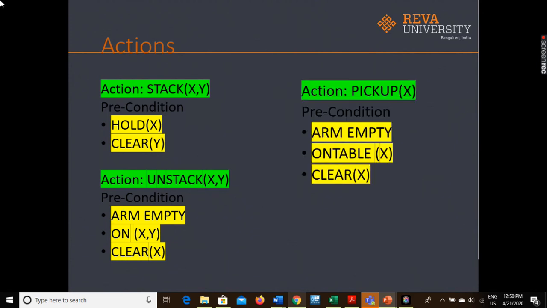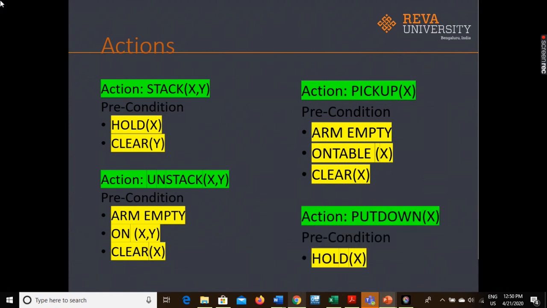Then moving further, we have an action called pickup. Pick up a particular block. Over here we are picking up x, and in order to perform this action, the precondition is check if the arm is empty, if x is on the table, and if there is nothing over the block x. Now, if all these three preconditions are satisfied, the pickup of this particular block can be performed by the robotic arm.